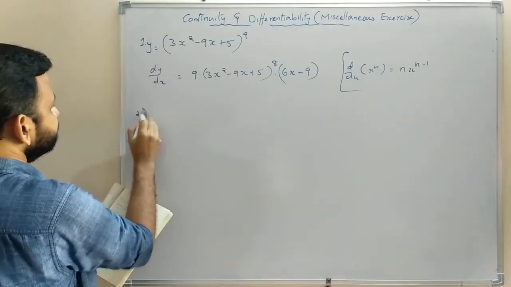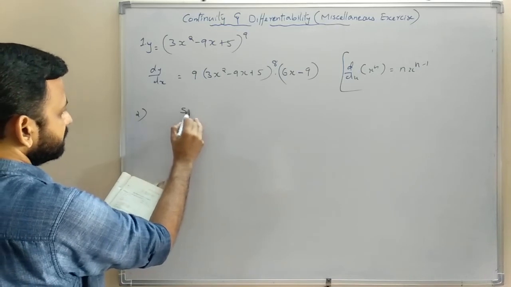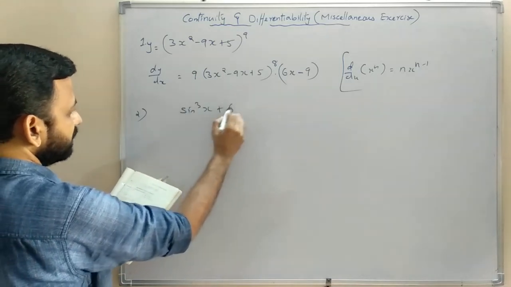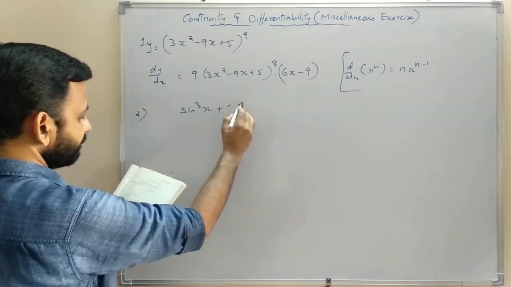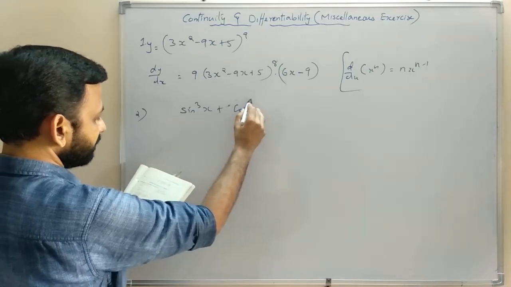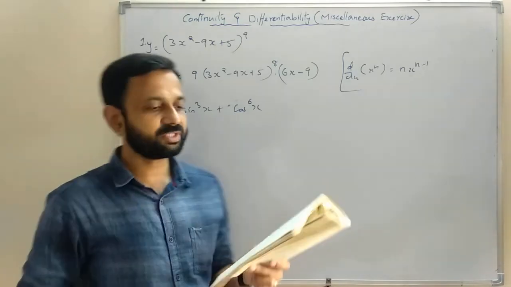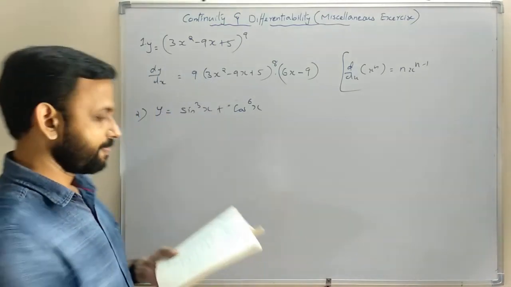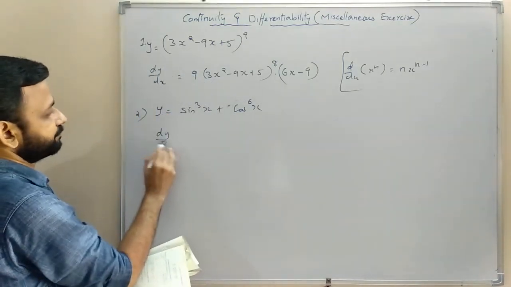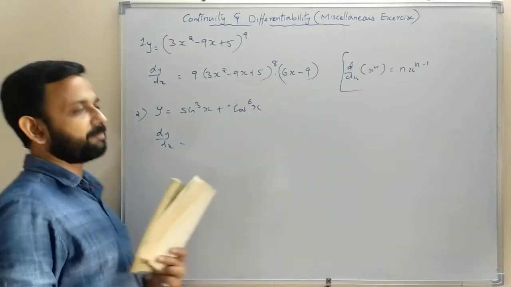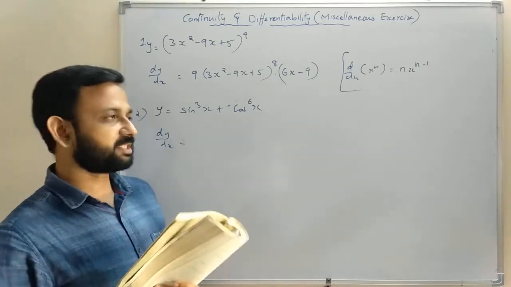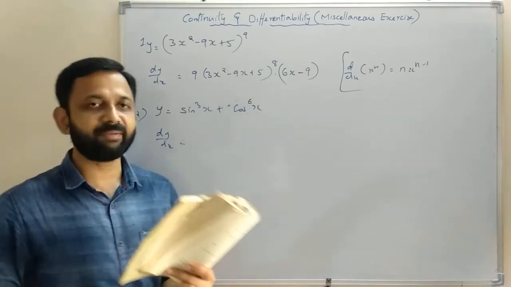Then the second question: sine cube x plus cos raised to the power 6x. Y is equal to sine cube x plus cos raised to the power 6x. Then dy by dx. The same formula we will apply here: d by dx of x raised to the power n equal to n x raised to n minus 1.